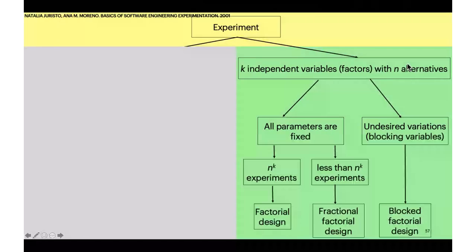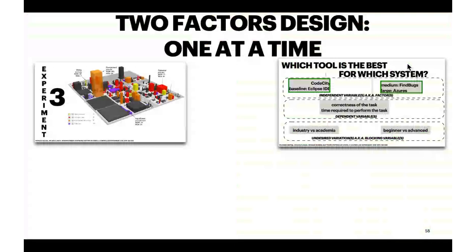So let us move to the second part of this story, the situation when we have k independent factors, and each one of those factors has n alternatives. Again, there are all kinds of variants. I'm not going to discuss all of them, but at least I hope to give you a first understanding of how those experiments can be conducted. If you have a two-factor design, which is the case for our CodeCity experiment, we have tools and we have systems.